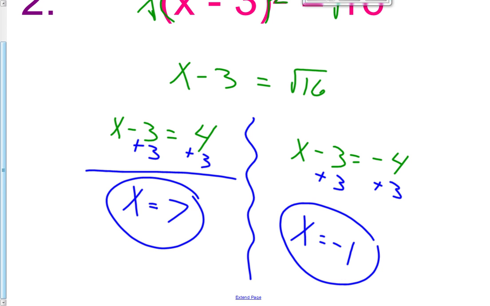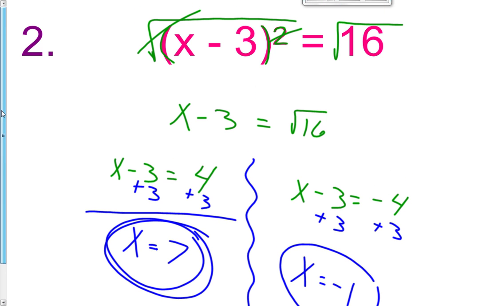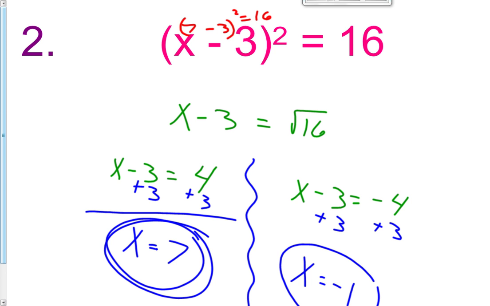This answer and this answer satisfy the equation. You could check all of these if you want to. You don't have to, but I think it's a wise thing to do if you're uncertain of yourself. You could say, well, if I got x to be 7, that means 7 minus 3 squared has to equal 16. 7 minus 3 is 4, and 4 squared is 16. 16 equals 16. Boom, it checks. You can do the same thing with the negative 1.